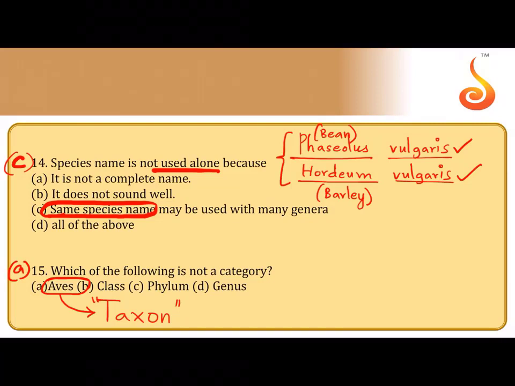Then what would be the category for aves? You can put aves under class. Class aves. So class becomes a category or rank. It is an abstract term, and aves, which is a group of real organisms, becomes the taxon.